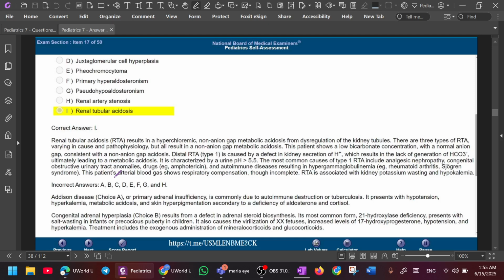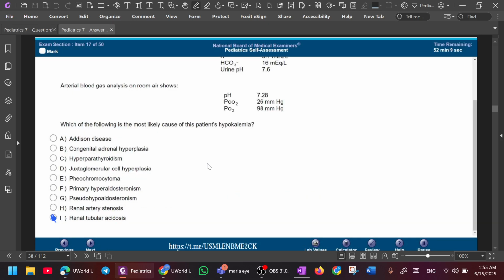Pseudohypoaldosteronism is characterized by problems with sodium regulation leading to hyponatremia, hyperkalemia, and hyperchloremic metabolic acidosis. Renal artery stenosis can lead to CKD, which presents with increased creatinine, electrolyte and acid-base derangement, and hypertension. Okay, okay. Next.